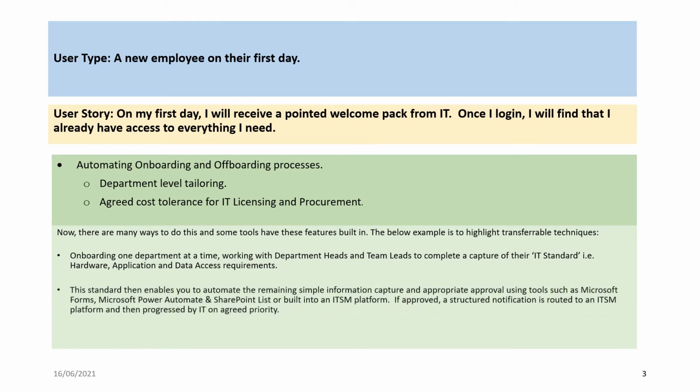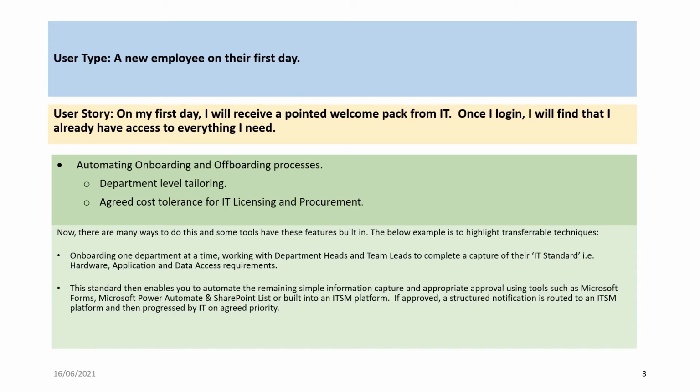This standard then enables you to automate the remaining simple information capture and appropriate approval using tools such as Microsoft Forms, Microsoft Power Automate, and SharePoint lists, or can be built directly into your ITSM platform. If approved, a structured notification is routed to an ITSM platform and then progressed by IT on agreed priority. For cost tolerance, define a spec, then use historical procurement knowledge as well as referencing suppliers.